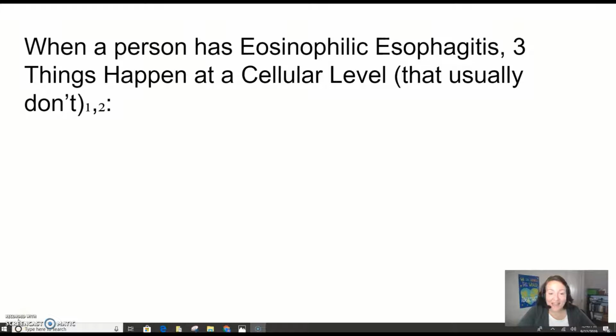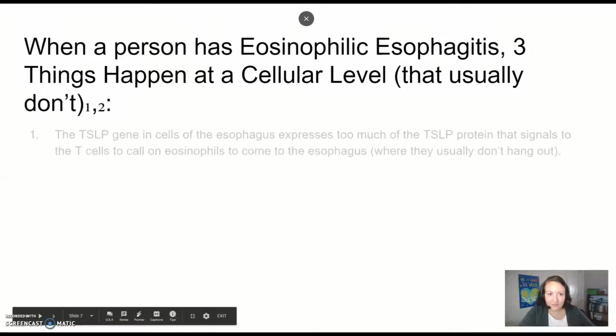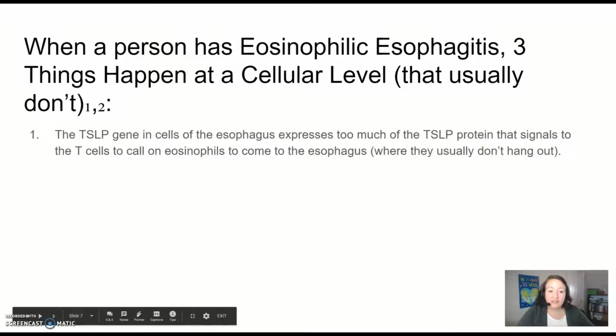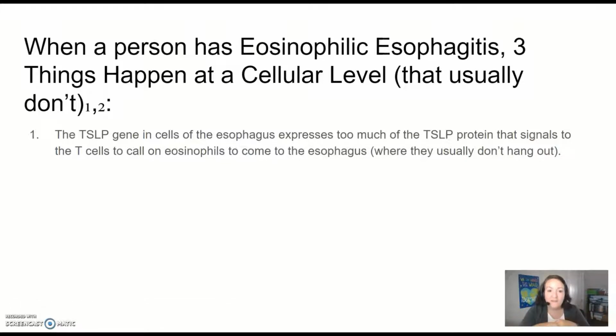So when a person has eosinophilic esophagitis, three things happen at a cellular level that don't usually happen. The first thing is there's a gene in the cells of the esophagus, so in those epithelial cells, and they're expressing too much of a protein called TSLP, and that is the signal protein that calls to the T cells to call in eosinophils to come to the esophagus. So that's a big reason why they're even in the esophagus in the first place when they don't usually go there. It's because the extra TSLP protein is basically calling the eosinophils.